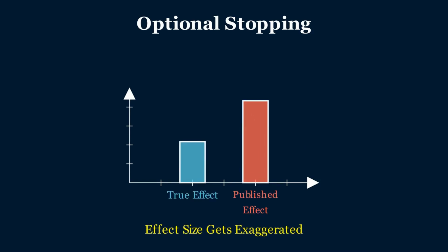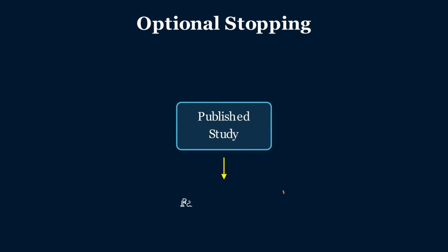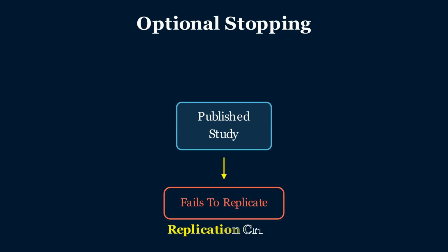Many published scientific studies suffered from this exact problem. Researchers unknowingly stopped collecting data once significance appeared. Reported improvements looked much larger than reality. This became one of the contributors to the replication crisis.